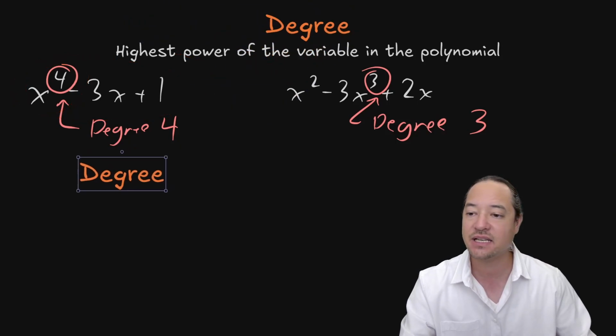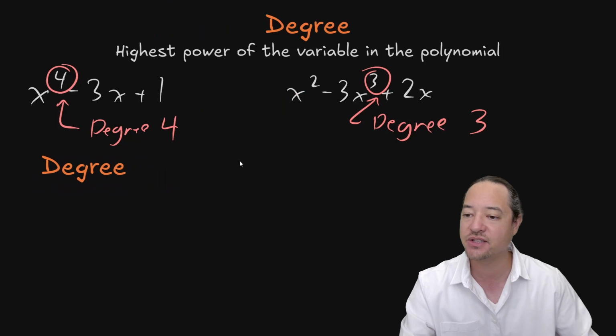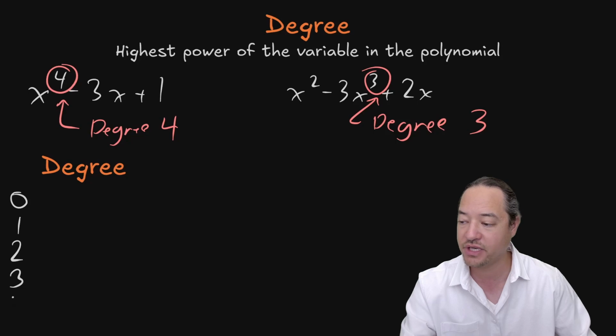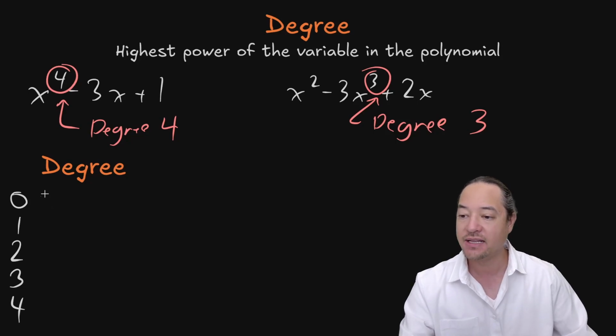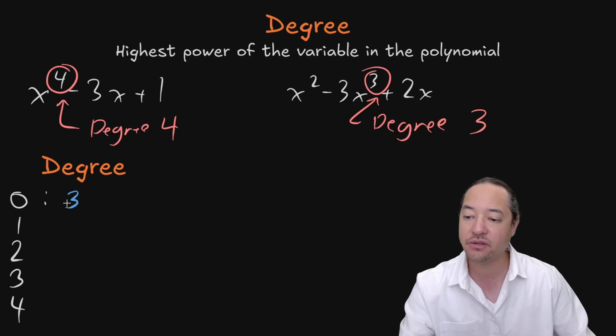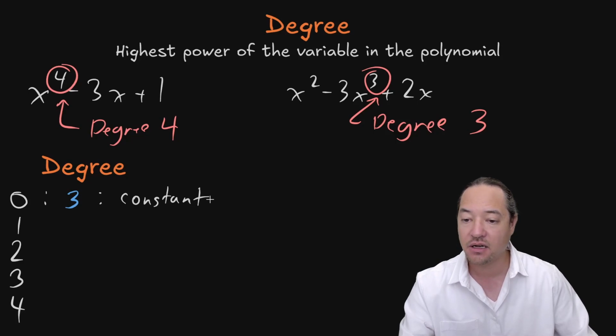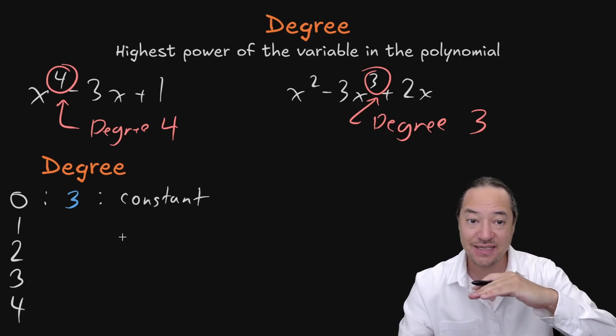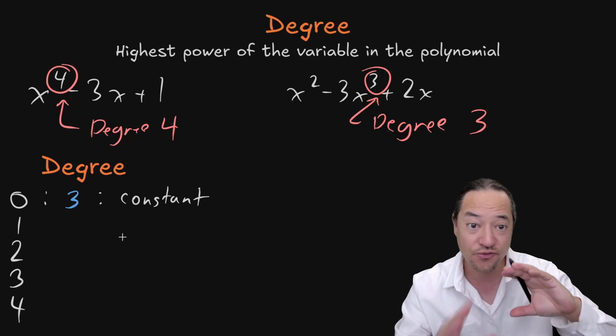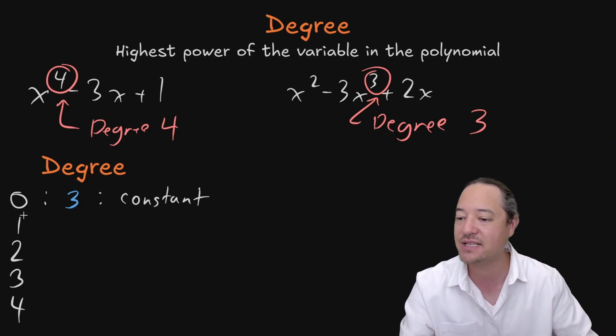All right, so let's see if we can sort this out a little bit. I could have something with degree 0, 1, 2, 3, 4, or higher. So let's look at an example here. A polynomial of degree 0 would be something like the number 3, just by itself. And so this we can call just a constant. A constant is just a number. It never changes. There's no variable to change. So that's pretty easy.